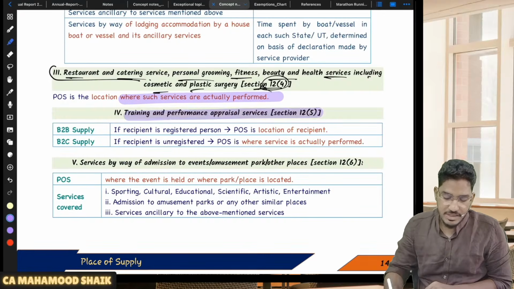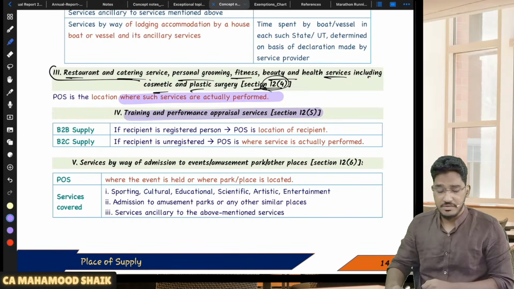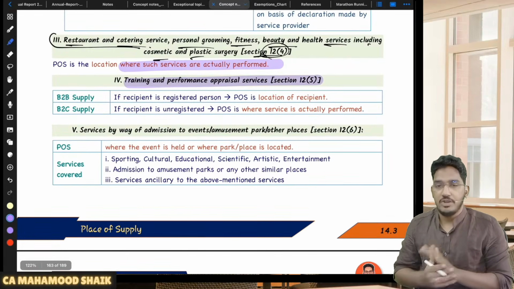Then training and performance appraisal services. For performing training services and performance appraisal services, what will be the place of supply? That depends on whether it is a B2B supply or a B2C supply.